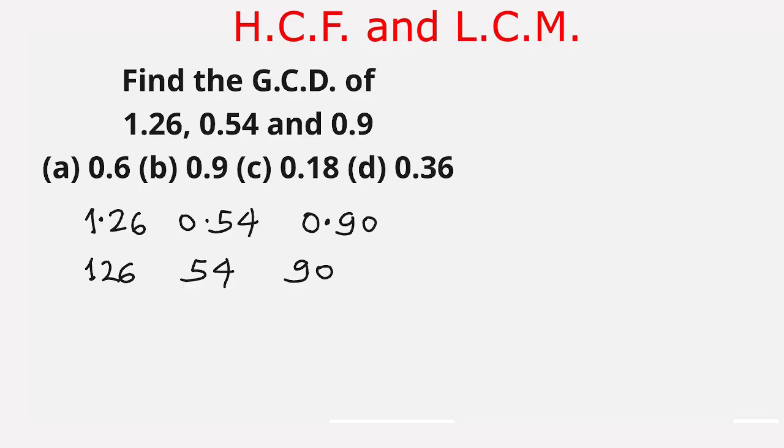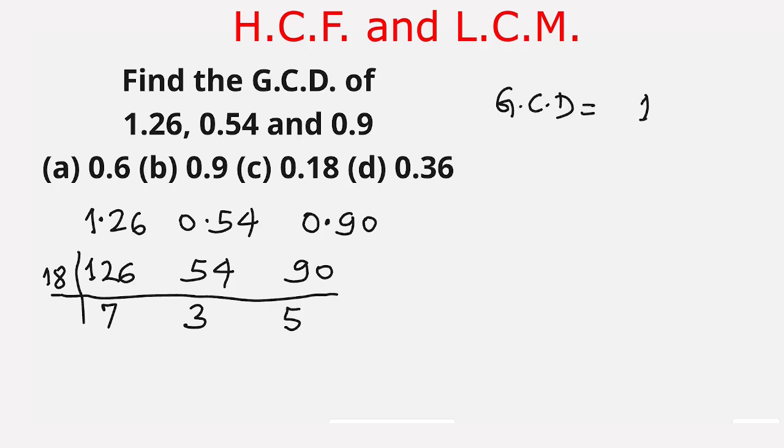Now we will find the HCF of these numbers. On observing, we see that all the numbers are divisible by 18. So 18 divides 126 for 7 times, 18 divides 54 for 3 times, and 18 divides 90 for 5 times. Now 7, 3 and 5 are co-prime numbers. So the only common factor is 18. Therefore, our HCF or GCD, greatest common divisor, is 18.